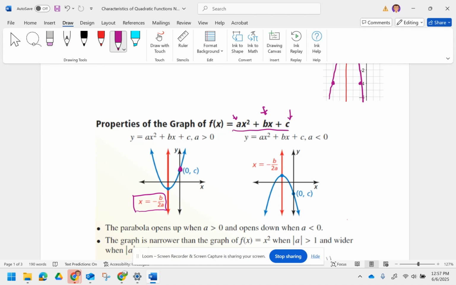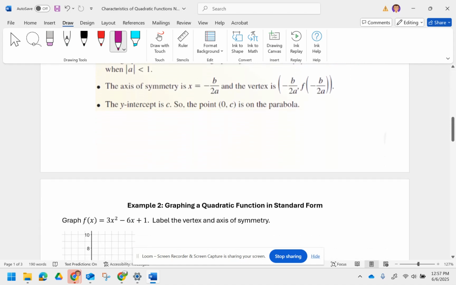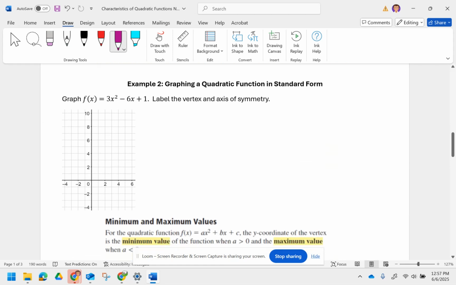Another key piece of information is about a. So notice this one opens upwards, this one opens downwards. The difference is that when it opens upwards, a is a positive number. If it opens downwards, a is going to be a negative number.